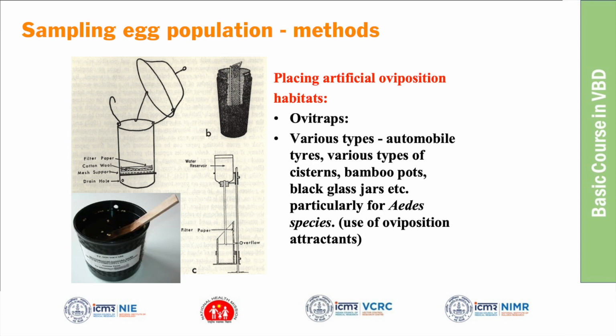There are various types of ovitraps. Automobile tires also you can use, bamboo pots, black jars. This is the black jar. These oviposition traps are particularly useful for the Aedes population. Easily you can make any black container lined with filter paper with water.